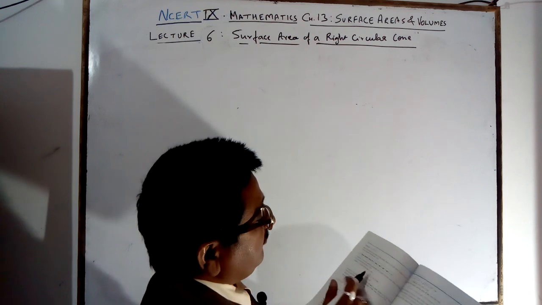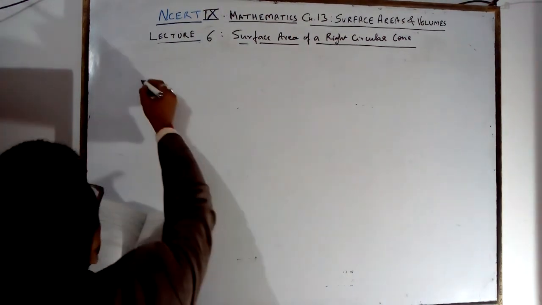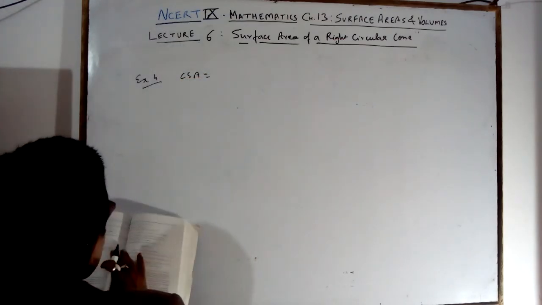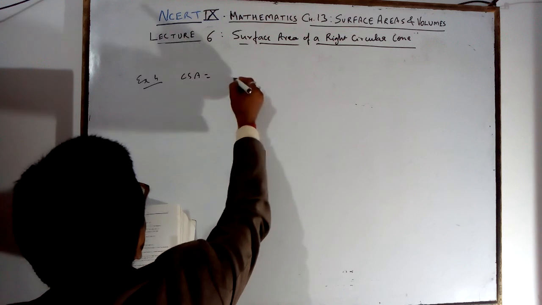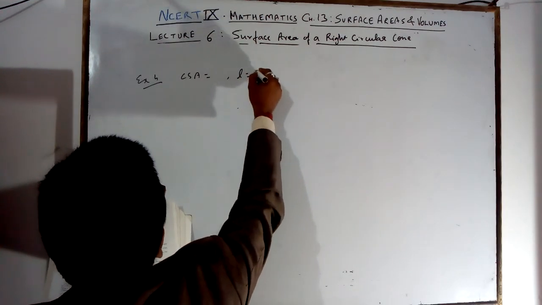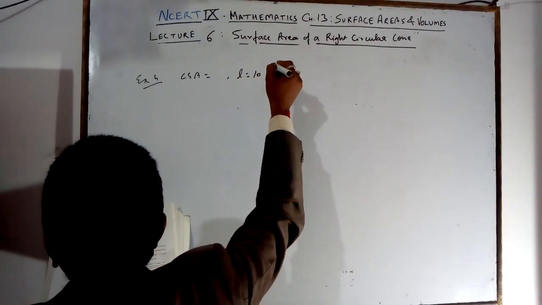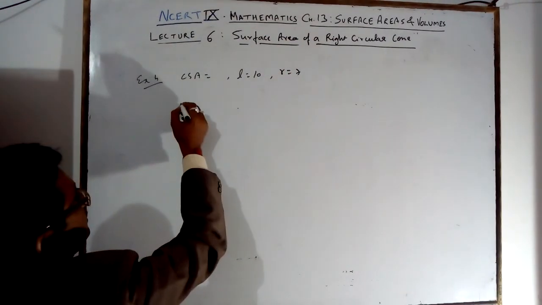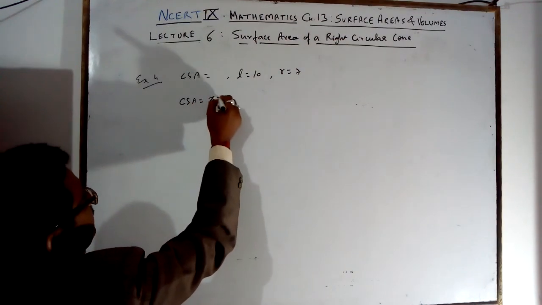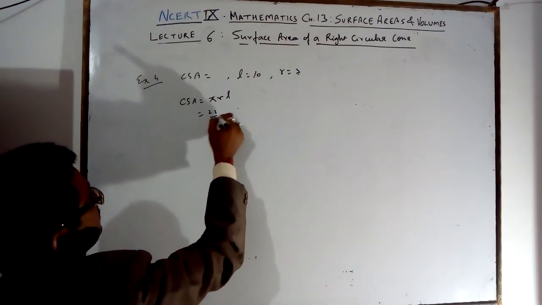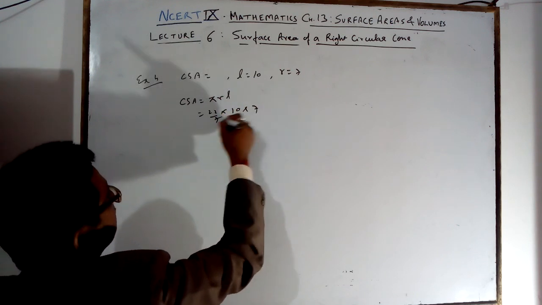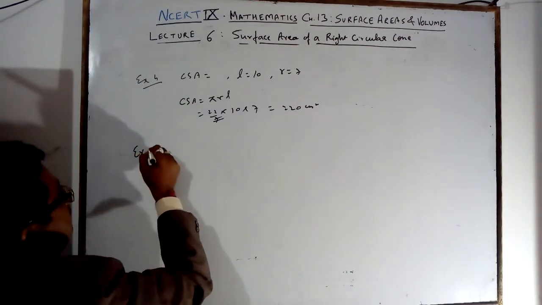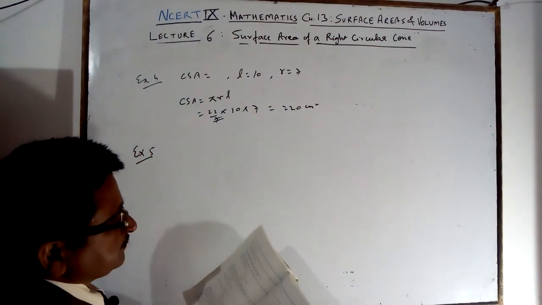Example is given: find the curved surface area of a right circular cone. Example number 4. You want to find out the CSA when the slant height is 10, L is equal to 10, and the base radius is 7, all in centimeters. So CSA is equal to pi rl, 22 by 7 into 10 into 7, which is 220 centimeter square.